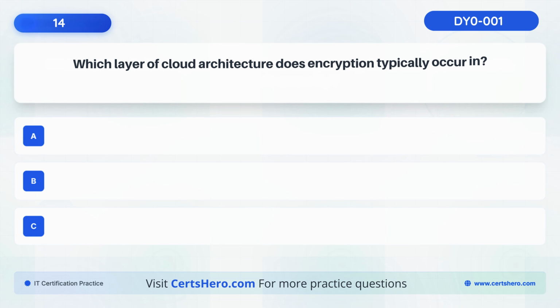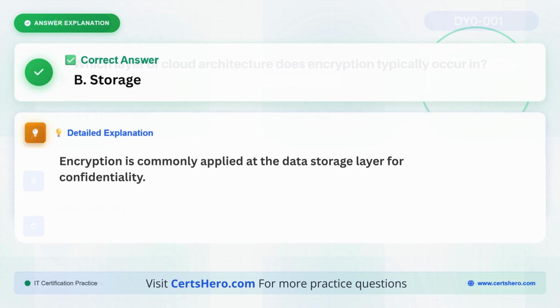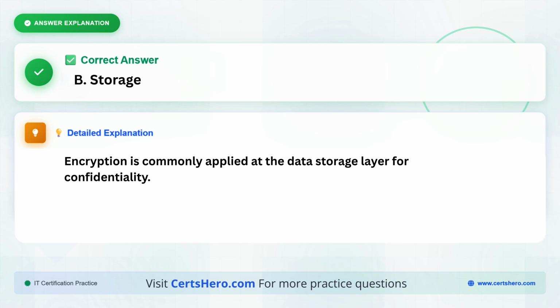Which layer of cloud architecture does encryption typically occur in? A. Application. B. Storage. C. Networking. Correct answer is B. Storage. Encryption is commonly applied at the data storage layer for confidentiality.